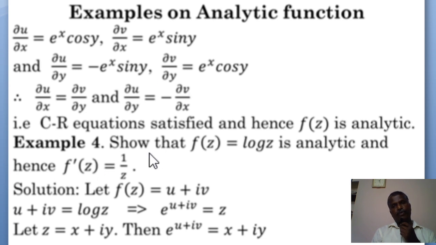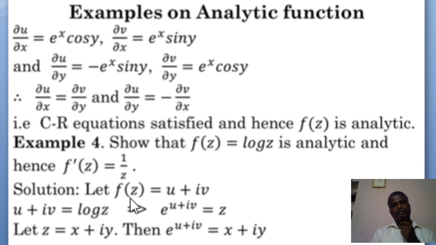Example 4: show that f of z is equal to log z is analytic and hence find f dash of z is equal to 1 by z. Let f of z is equal to u plus iv. So here it is log z, log of x plus iy. We cannot expand log of x plus iy, so we transform the logarithmic function into an exponential function.